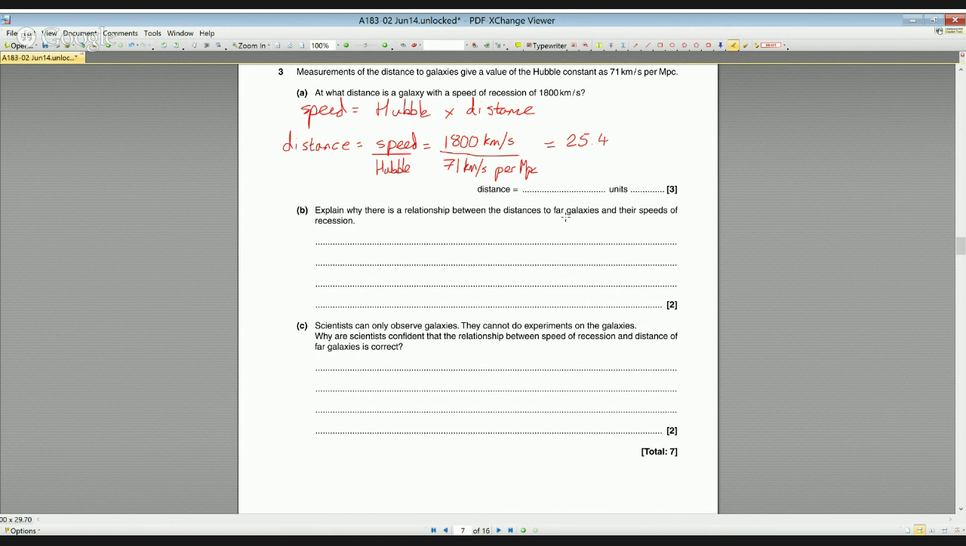25.4. But there is a mark available here for using the correct units for this distance. You can see here that we have kilometers per second on both the top and the bottom of the equation, so we can actually cancel both of those out. That leaves us, just on the bottom of the equation, with per megaparsec. Well, that's the same as having megaparsecs on the top. So our unit here is the Mpc, the megaparsec. And that makes sense as well, because we should know from our specification that the megaparsec is one of the units used for measuring big distances in space.